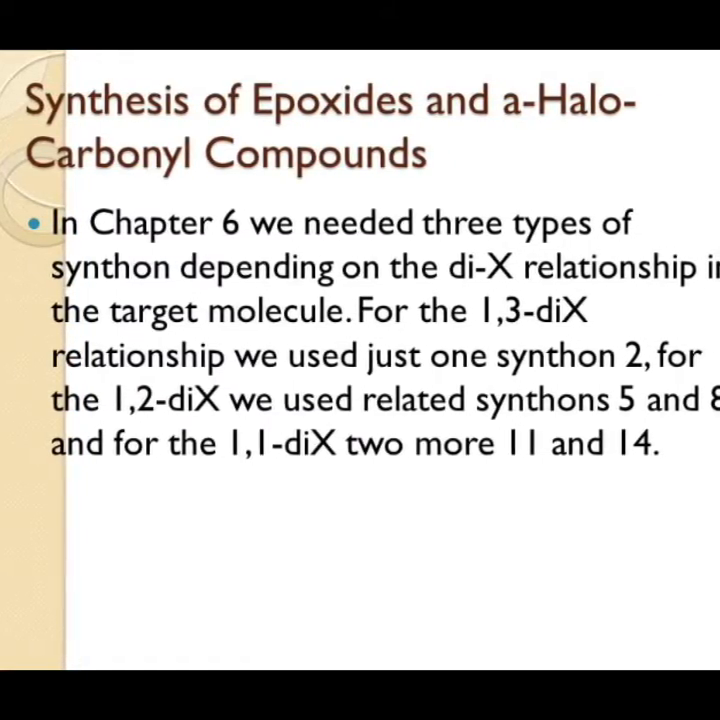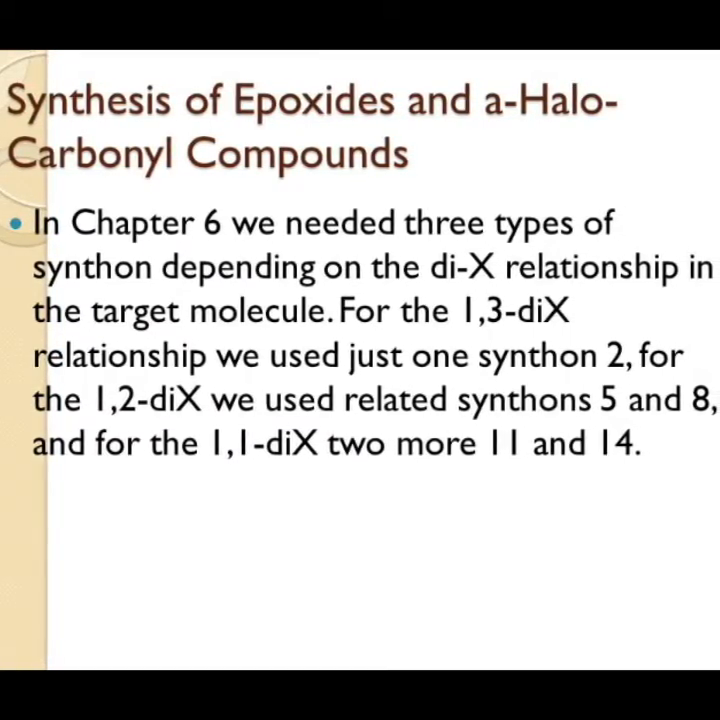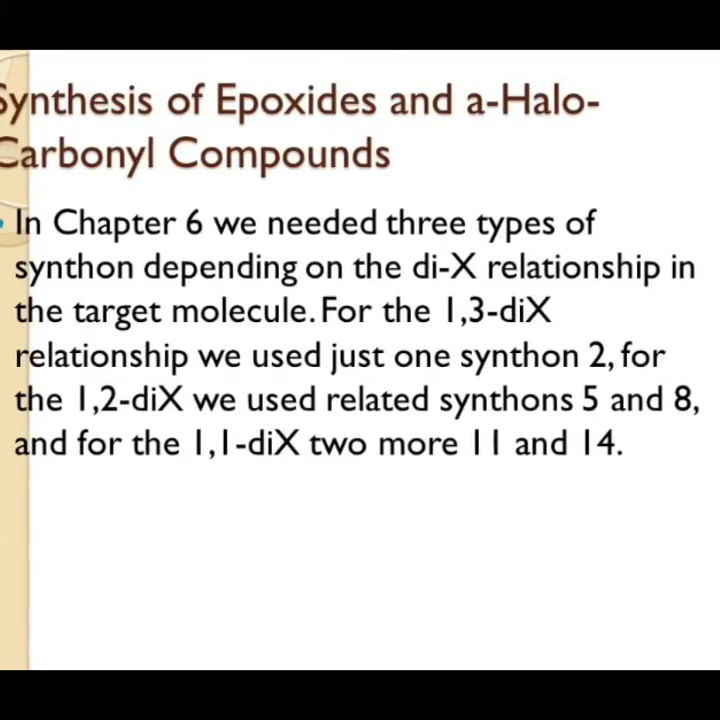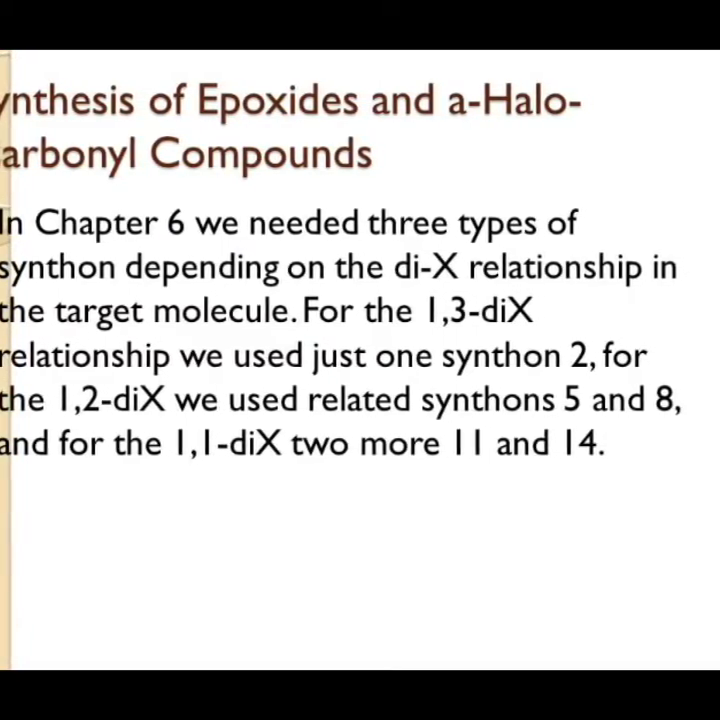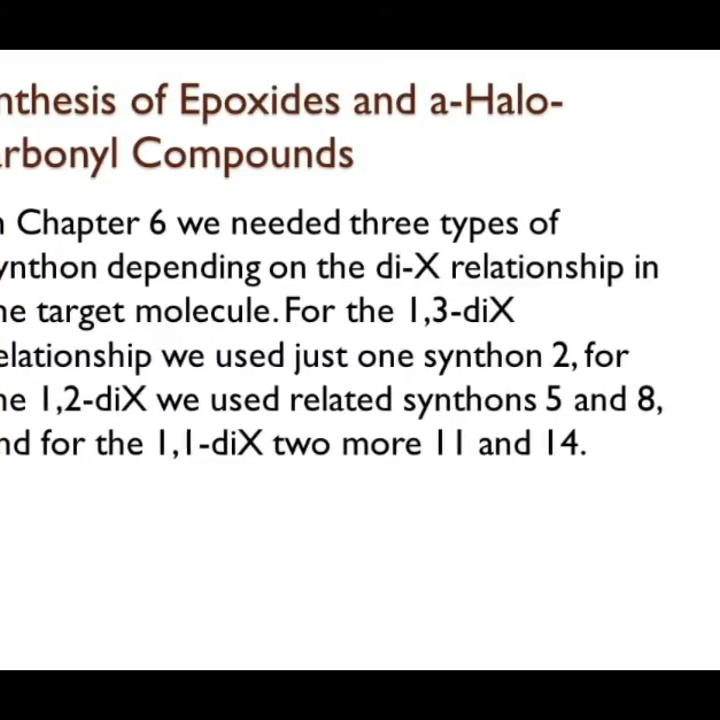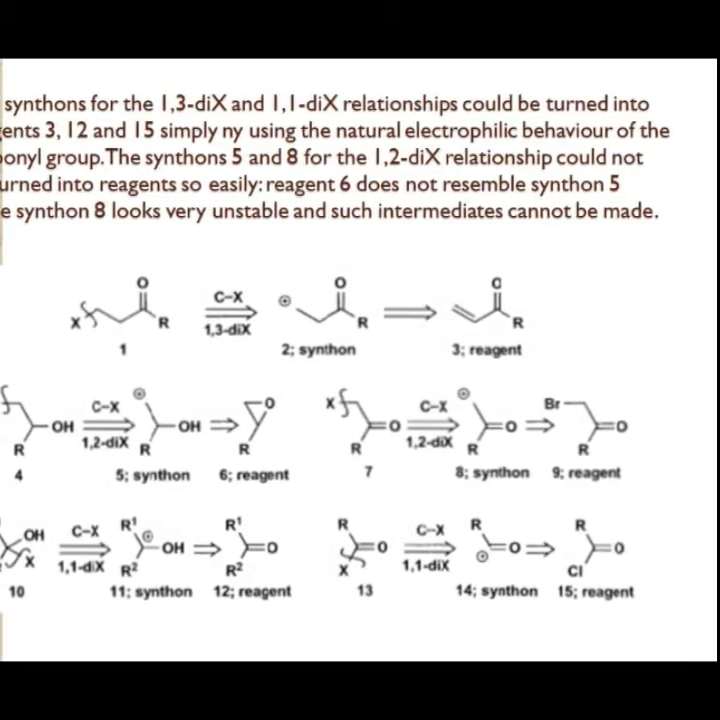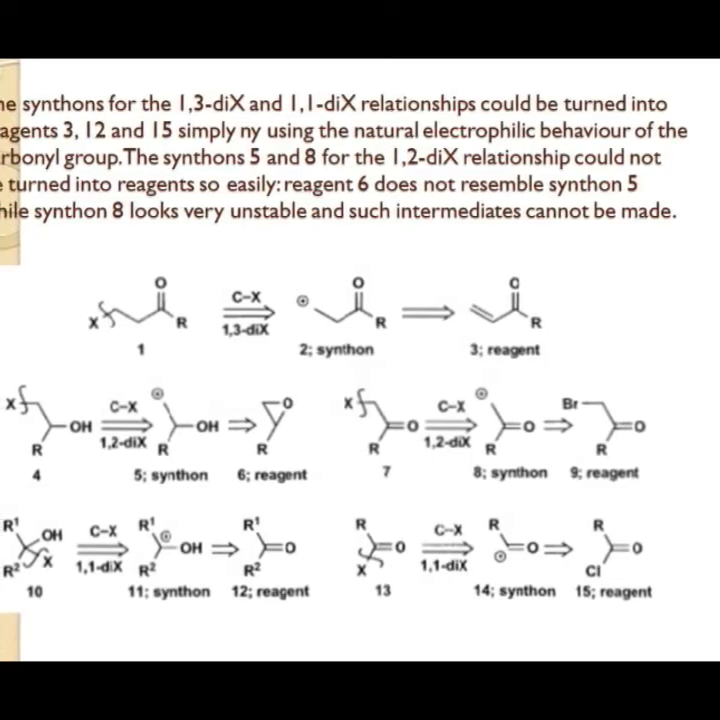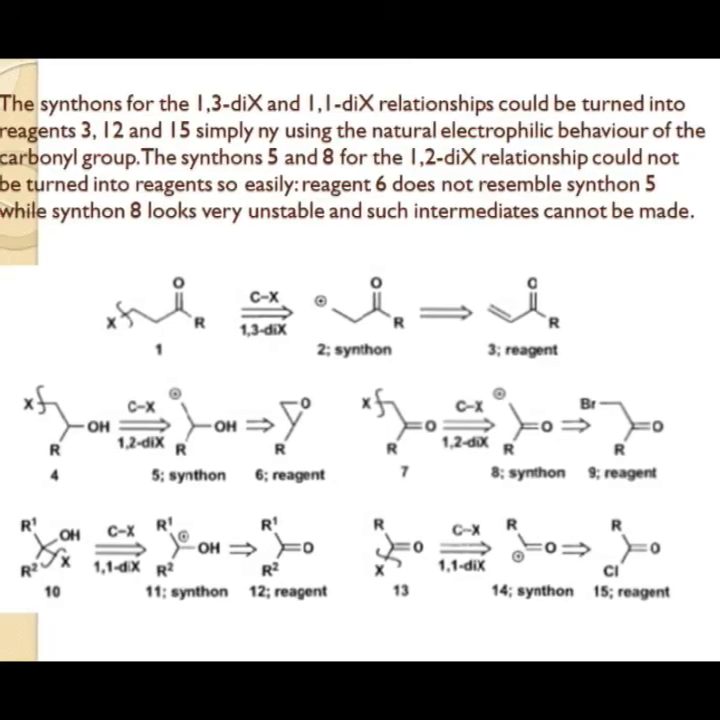In Chapter 6 we needed three types of synthon depending on the di-X relationship in the target molecule. For the 1,3-diX relationship we used just one synthon 2. For the 1,2-diX we used related synthons 5 and 8, and for the 1,1-diX two more, 11 and 14. The synthons for the 1,3-diX and 1,1-diX relationships could be turned into reagents 3, 12 and 15 simply, using the natural electrophilic behavior of the carbonyl group.